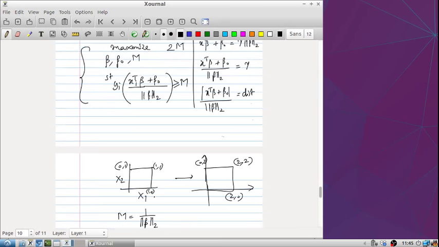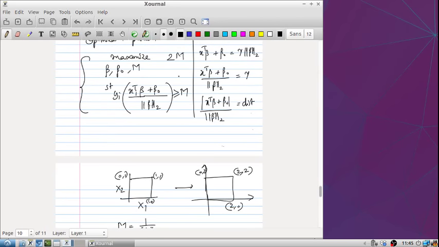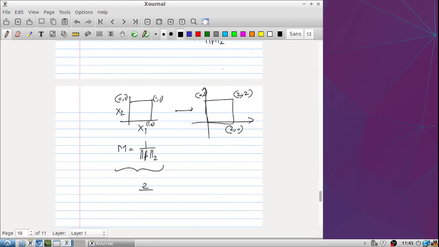So let's say I make this substitution. Then you can see that 2 is just a constant, so it doesn't even touch any optimization. Actually, 2 is important, we can leave 2 inside. It doesn't matter. 2 by norm of beta. So I want to maximize over beta and beta naught of some number like this.